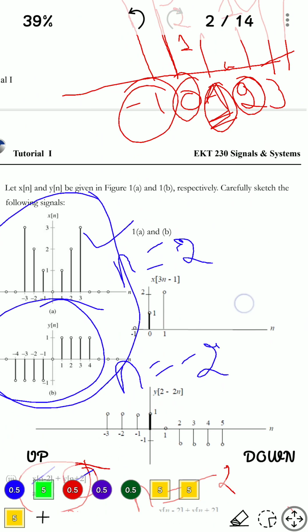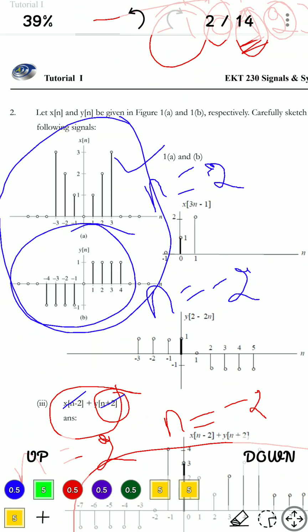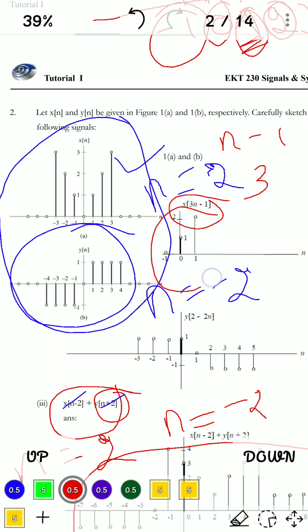So here the question is x of 3n minus 1, right? So what is 3n minus 1? The n minus 1 is your shifting, and the 3n is the scaling process, and you get a compressed version of the signal. I'm sorry, and this is the resultant, right?